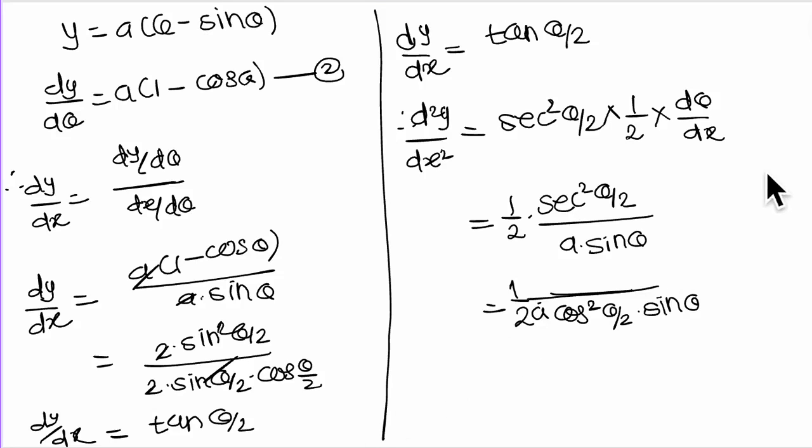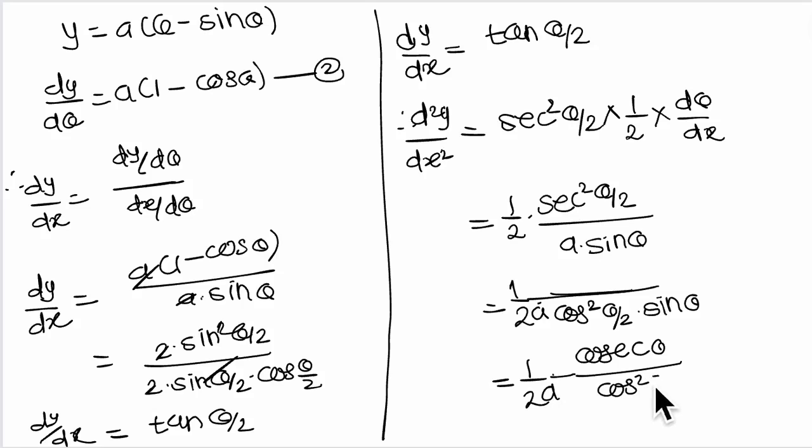Okay, let's check the answer once again. This is the tan theta by 2 we got. So for the second derivative, the derivative of tan is sec square theta by 2 into 1 by 2 into d theta by dx, right? So guys, sec is 1 by cos. So if we do this, 1 upon sin theta can be written as cosec theta. So we get 1 by 2a into cosec theta upon cos square theta by 2. So let's check, is this your correct option?